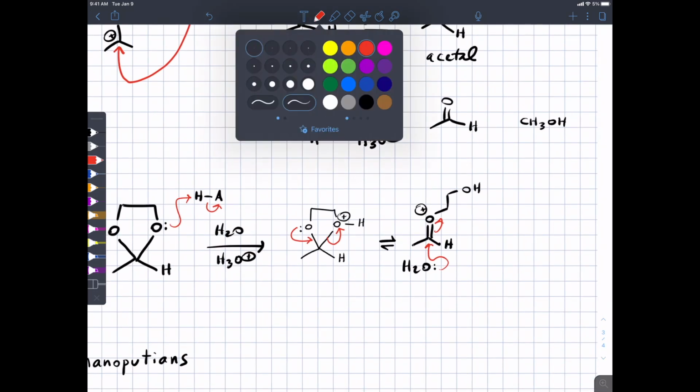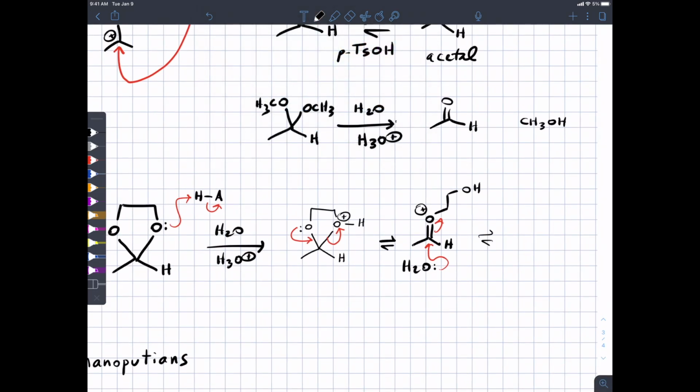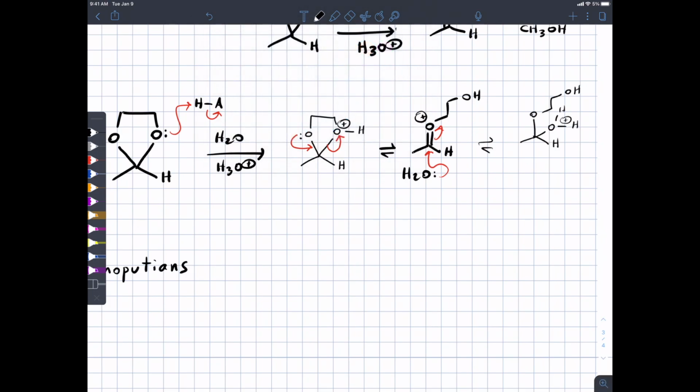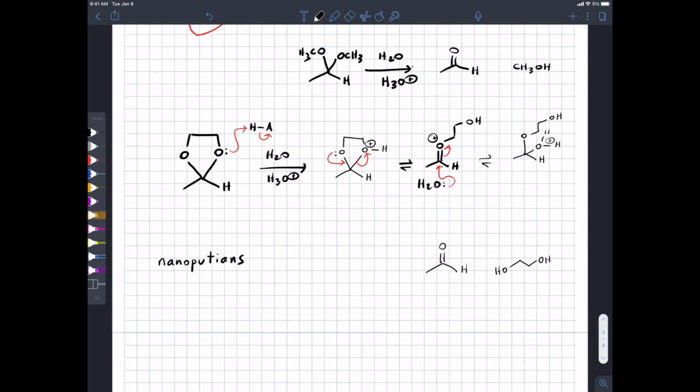And I will draw the product there, and that will be all that we have time for today. It will be helpful for you if you can try to complete this mechanism all the way back to the final products, which I'll show you here, the aldehyde and the alcohol. Okay, so we'll pause there, and I will see you Wednesday.